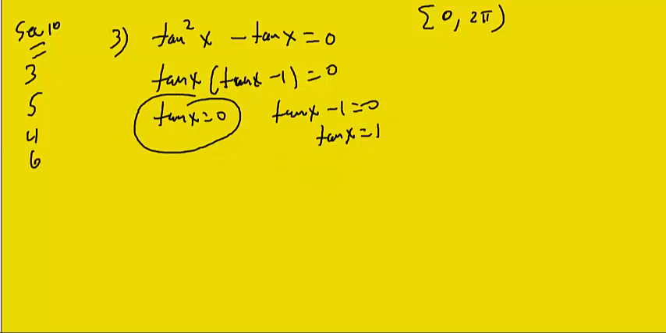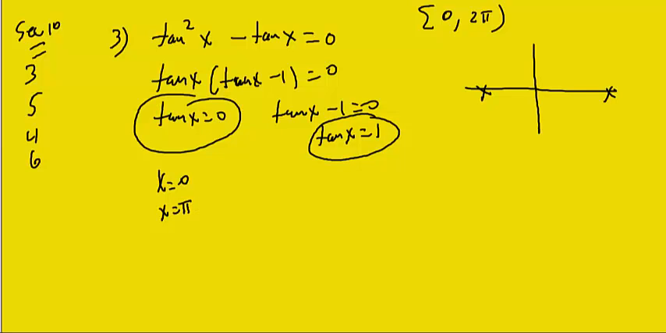Alright, where is tan x equal to 0 on the unit circle? Well, tan x is equal to 0 when sine is 0. Where is sine 0? Sine is 0 here and here. So I get x is equal to 0 and x is equal to pi. Now, where is tan x equal to positive 1? Tan x is equal to positive 1 where sine and cosine are exactly the same. Where on the unit circle are sine and cosine exactly the same? It's right there, which is pi over 4, and down there, which is 5 pi over 4. So x is equal to pi over 4 and 5 pi over 4. And that's it.